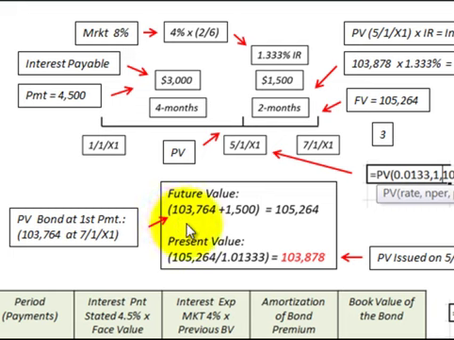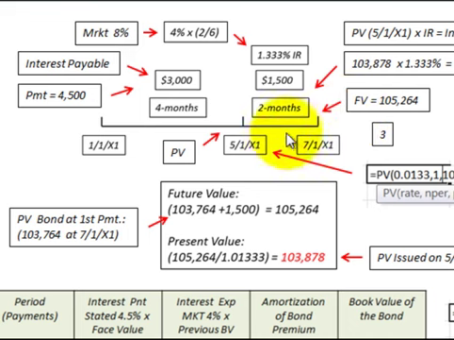So just using this calculation here, we take the present value of the bond that we calculated at its first payment date on July 1st, and that was $103,764, and then we add the payment amount here of $1,500. So we get a future value here of $105,264. That's its future value.